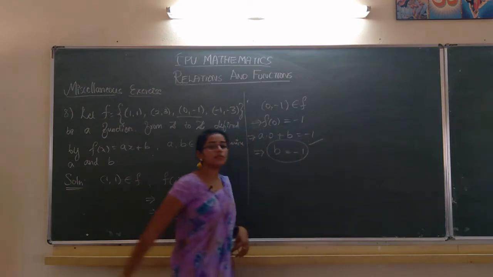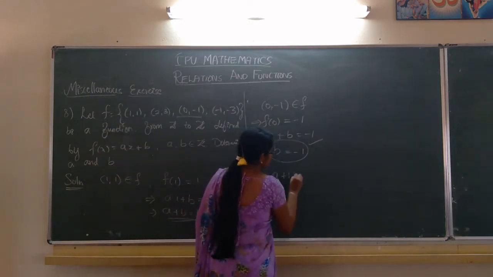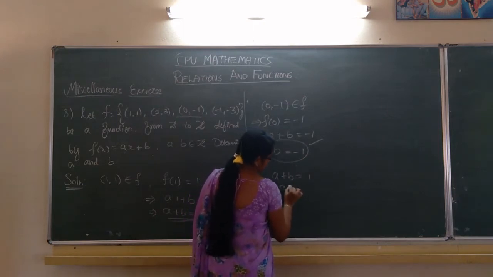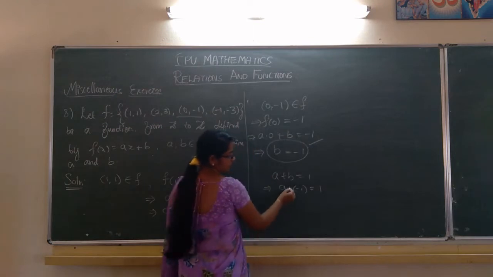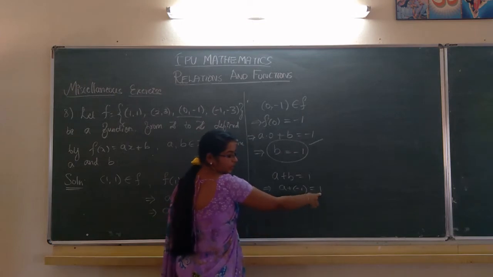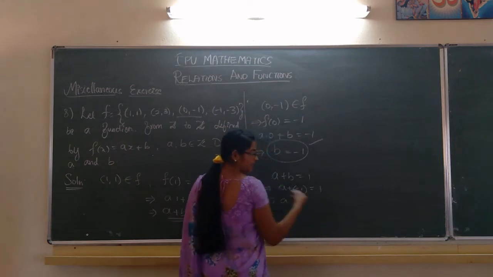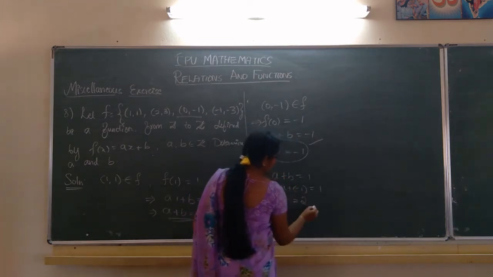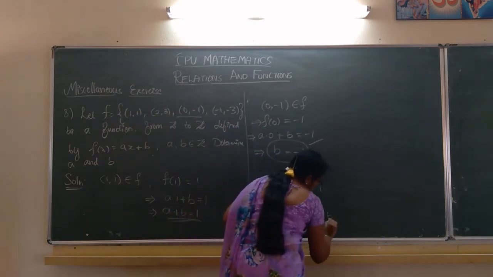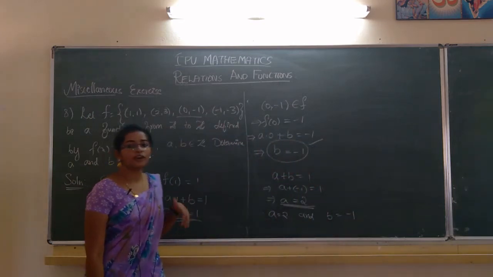By substituting b is equal to minus 1 in this equation, you will get a. So, a plus b is equal to 1, right? That implies minus 1 plus a is equal to 1. So, what we will get? A minus 1 is equal to 1. I will take 1 to the other side, then I get 1 plus 1 on the right hand side. So, a is equal to 2. Therefore, a is equal to 2 and b is equal to minus 1. These are the values of a and b. I hope you are clear with this.